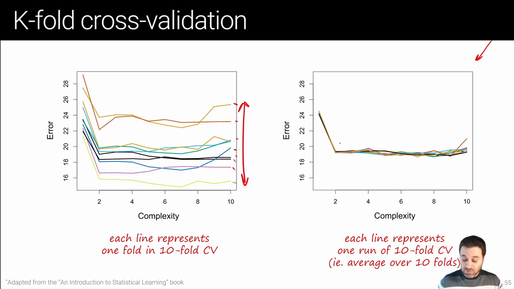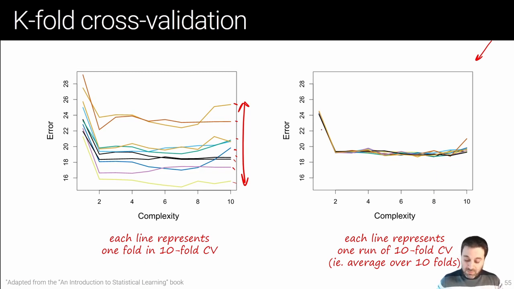And so each of those lines would represent what you would observe in one iteration of your whole process. So you get a 10-fold cross-validation process, you compute all the folds, compute all the accuracies, and average. Then you would get a line as a result, only one line representing the average across all folds.